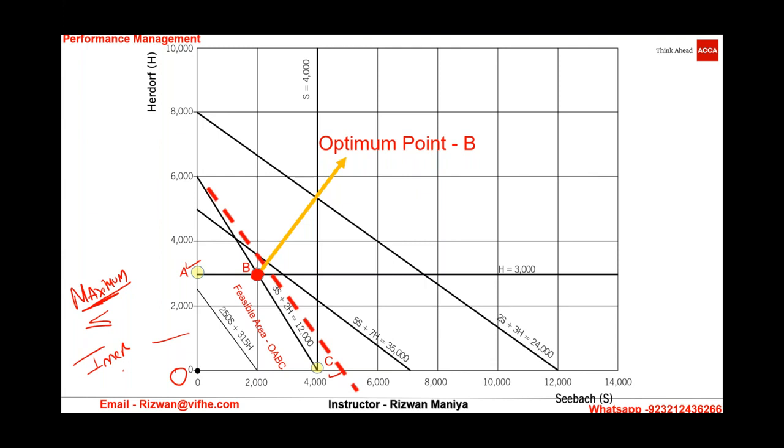So as you just saw here, you scale up the line and the last point it touches in the feasible area is the answer. So the optimum point is B, and I found the point B as my answer here.